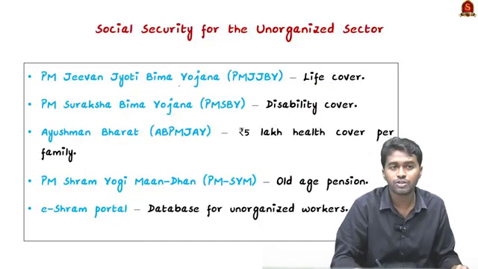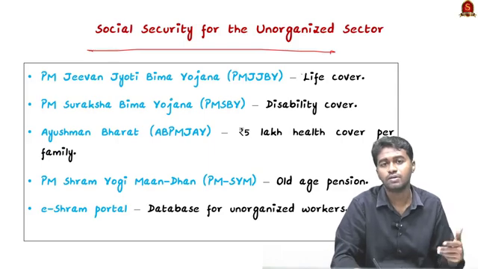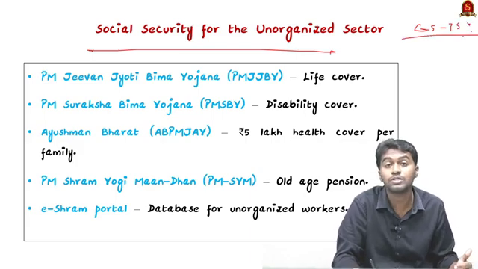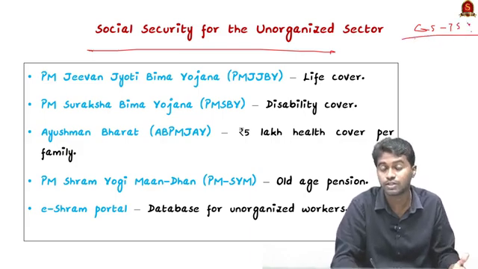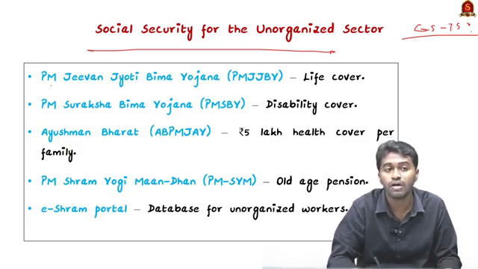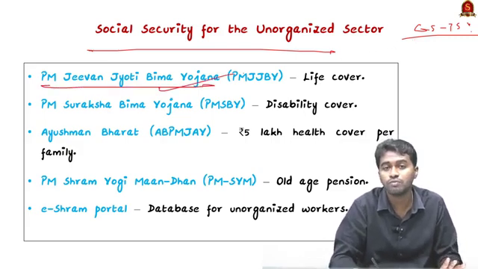And coming to the social security schemes for the unorganized sector, we have to know that nearly 65% to 75% of the Indian population is currently working in the unorganized sector. So therefore, it is high time to consider their issues as well. For that, we have the Pradhan Mantri Jeevan Jyoti Bima Yojana, which provides life insurance to the people.